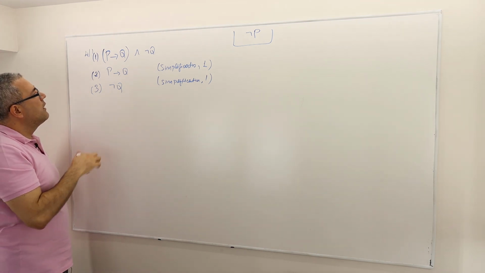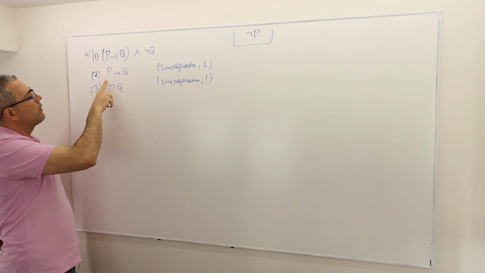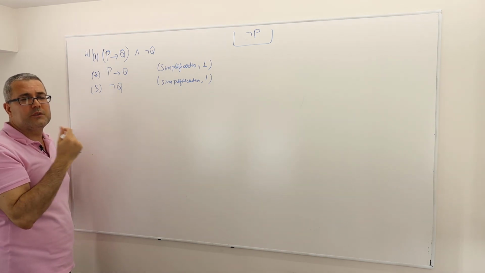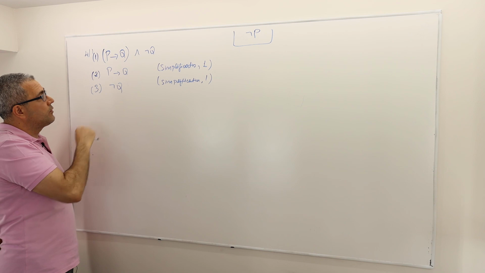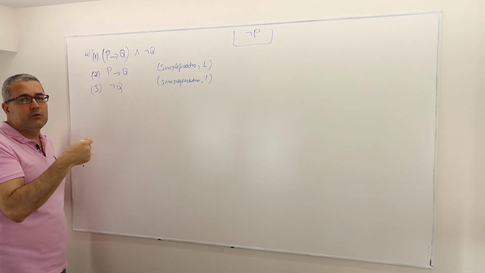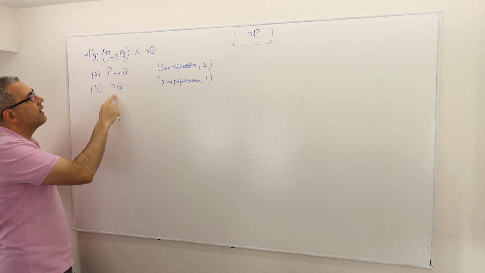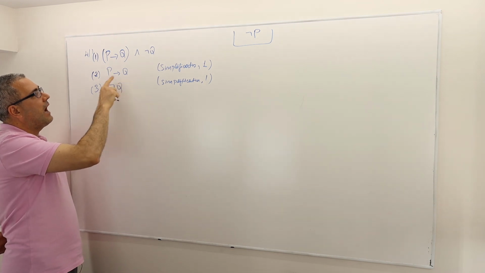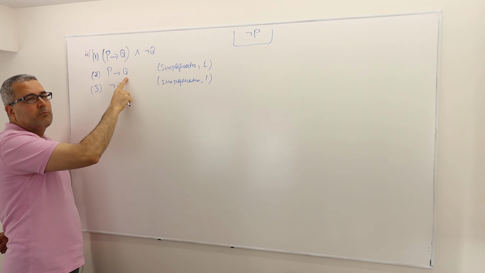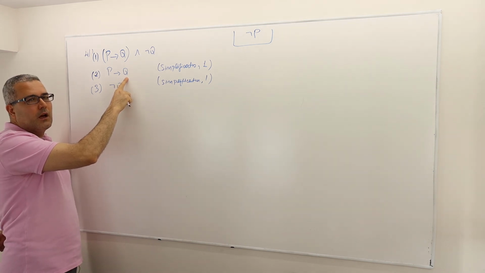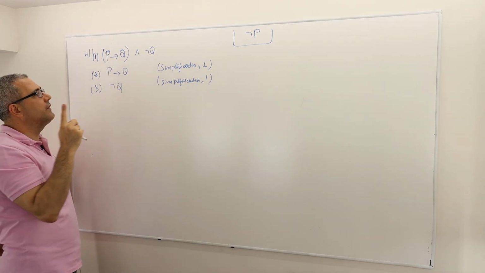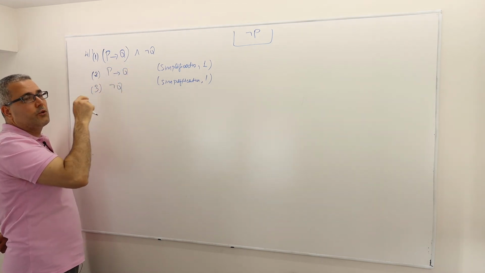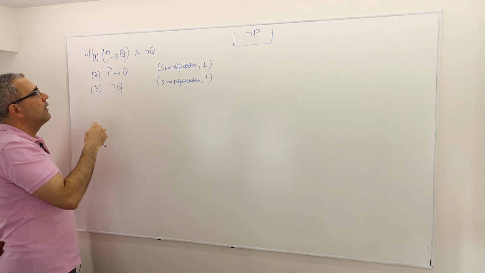What else? What does that mean? P implies Q is a true statement. Not Q is also a true statement. By the way, if not Q is true, that means Q is a false statement. You can also think of it that way. So if Q is false, how is it possible that P implies Q is true? Remember the truth table: P implies Q is always true except one case where P is true and Q is false. So this is a true statement only if P is also false.